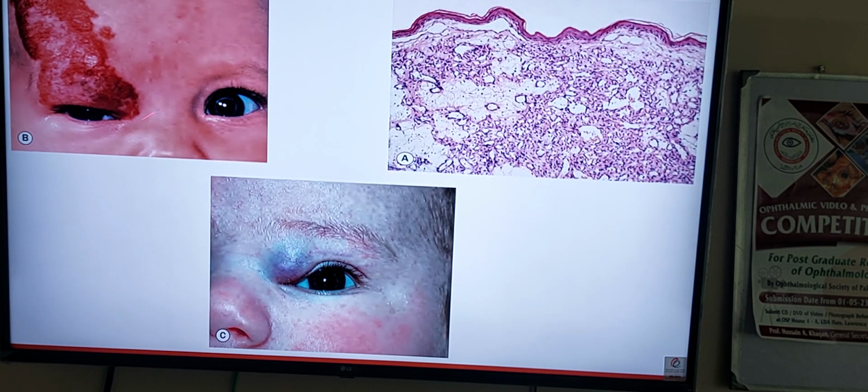So here you can see this is a child with capillary hemangioma. It is superficial as it has a bright red color. This is the histopathological appearance, and we can see multiple vascular vacuoles present within the epidermis and the dermis. And this is capillary hemangioma causing mechanical ptosis in a child.